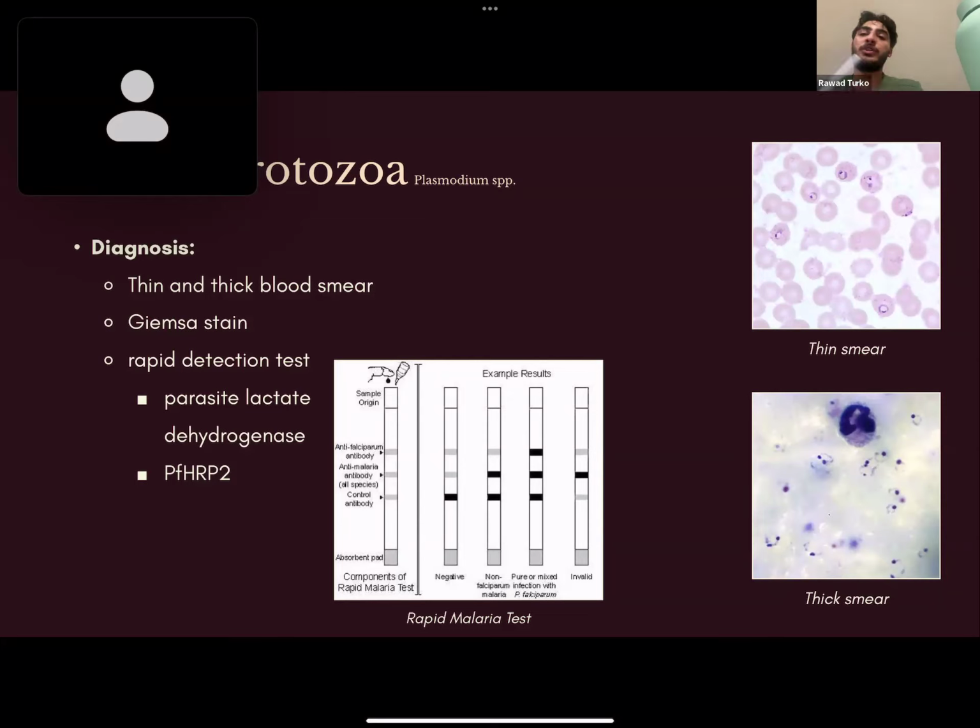Just something to remember. And then there's also a way to detect it using its molecular structure, and that's the rapid detection test. So all Plasmodium have this thing called parasite lactate dehydrogenase, and falciparum specifically has the histidine-rich protein 2, which is what HRP2 stands for. So basically, you would get this little band, and across this band you would get these little antibodies for different types of proteins. The first band that you would see is a control antibody, so this one's supposed to be always positive.